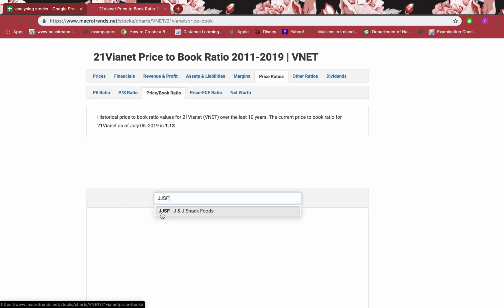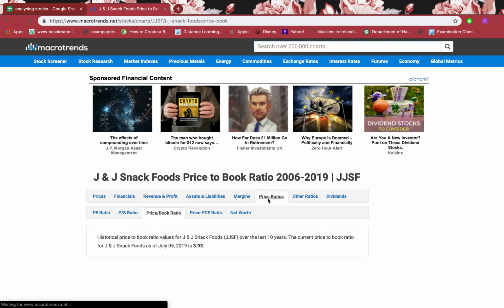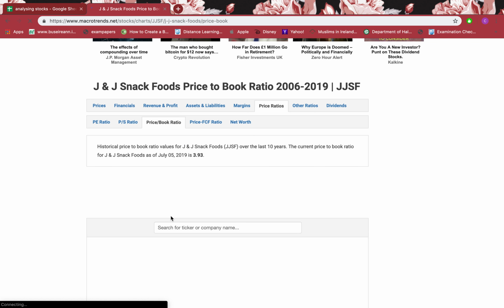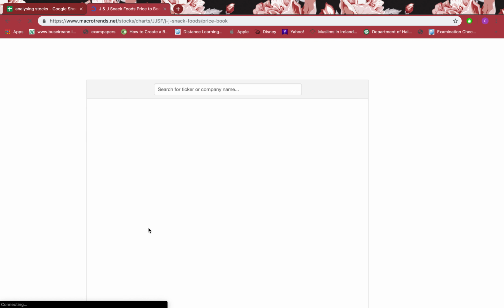Just paste in the symbol and make sure that the name matches the symbol, and click on price ratios and price book ratio, and it's just loading, and I'll let you know.